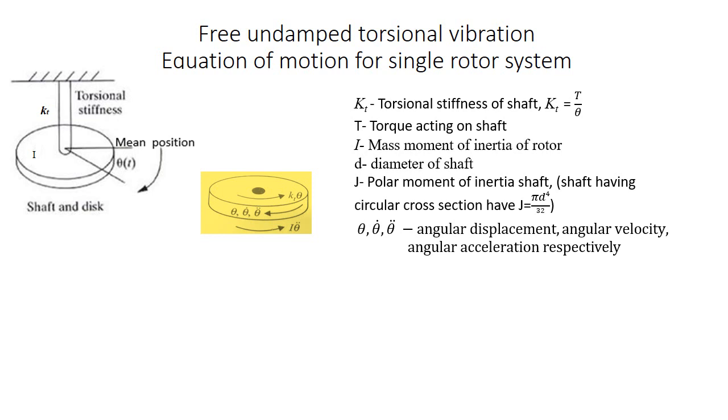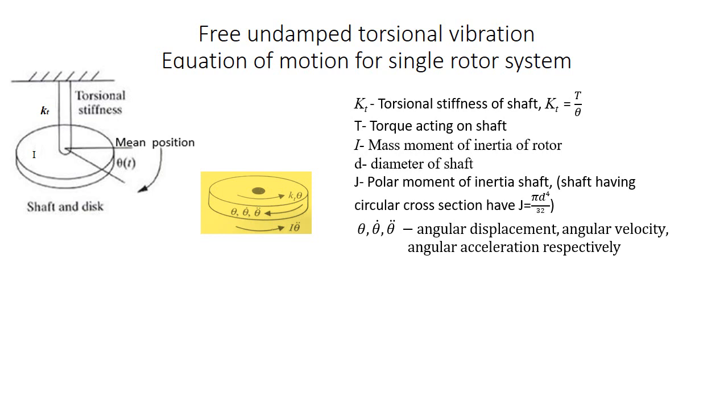So for the system to start torsional vibration, we are initially giving an angular displacement to the rotor. Say the angular displacement given is in the clockwise direction when viewed from the top. So from the mean position, we are rotating the rotor in the clockwise direction. That is the applied torque. So the shaft will resist that motion, and the resisting torque is Kt into theta.